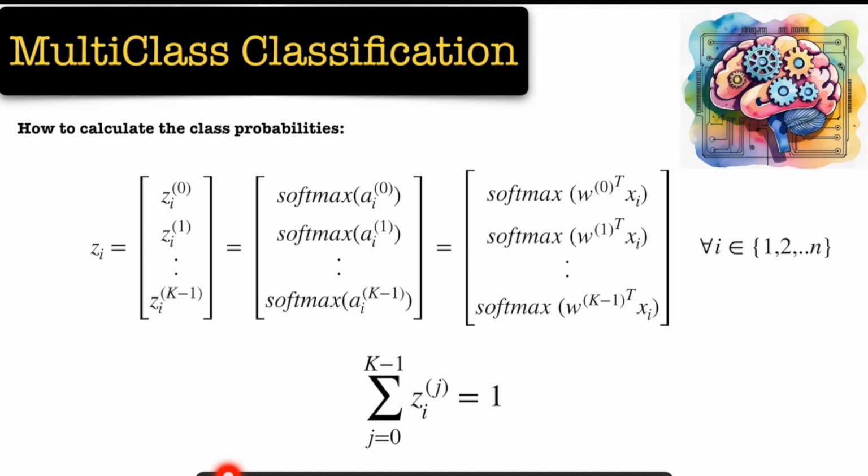Now, these probability values we have computed. We had W0 transpose xi, W1 transpose xi till Wk minus 1 transpose xi. These values we computed using the weight vectors. Then we took the softmax of that, that is softmax of Ai0, softmax of Ai1, till softmax of Aik minus 1, and that is Zi0, Zi1 till Zik minus 1, which is this vector Zi. This vector contains the probability for all the classes. Now, the summation of all these probabilities will be 1.